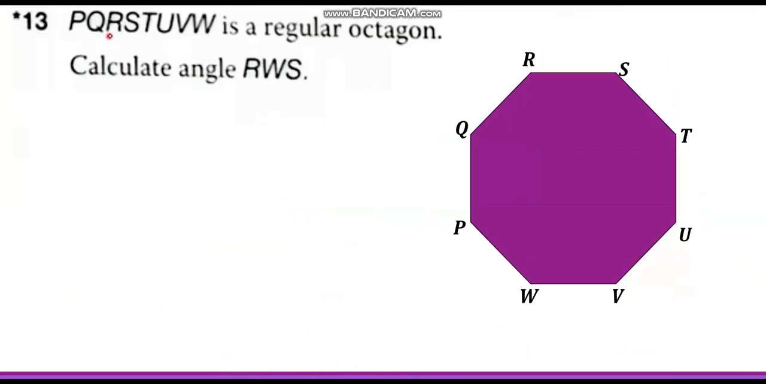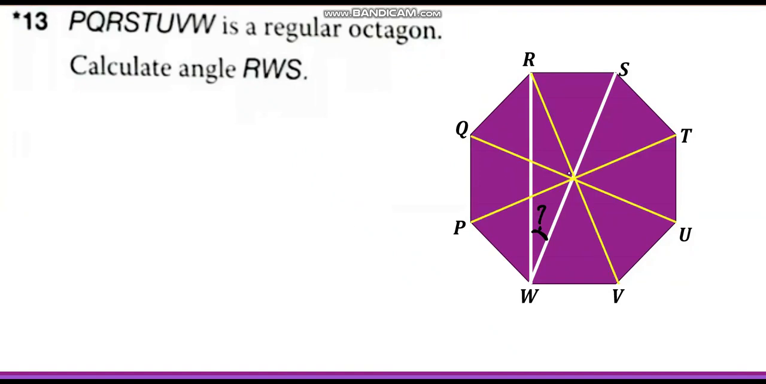In question number 13, we have a regular octagon and all the vertices are mentioned over here. They want us to calculate the size of angle RWS. RWS is this angle, which is the joining of vertices R and S with W. Meaning we are looking for this angle. To calculate this angle, first we will do some construction, meaning we will join all the opposite vertices.